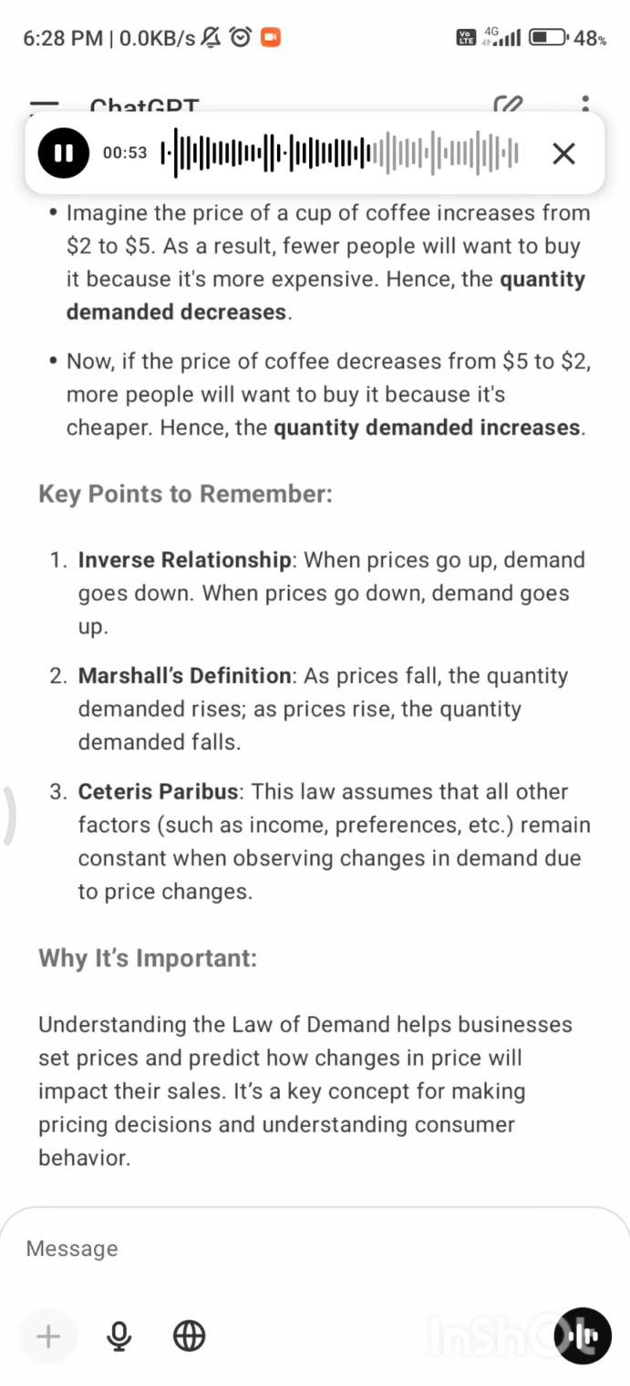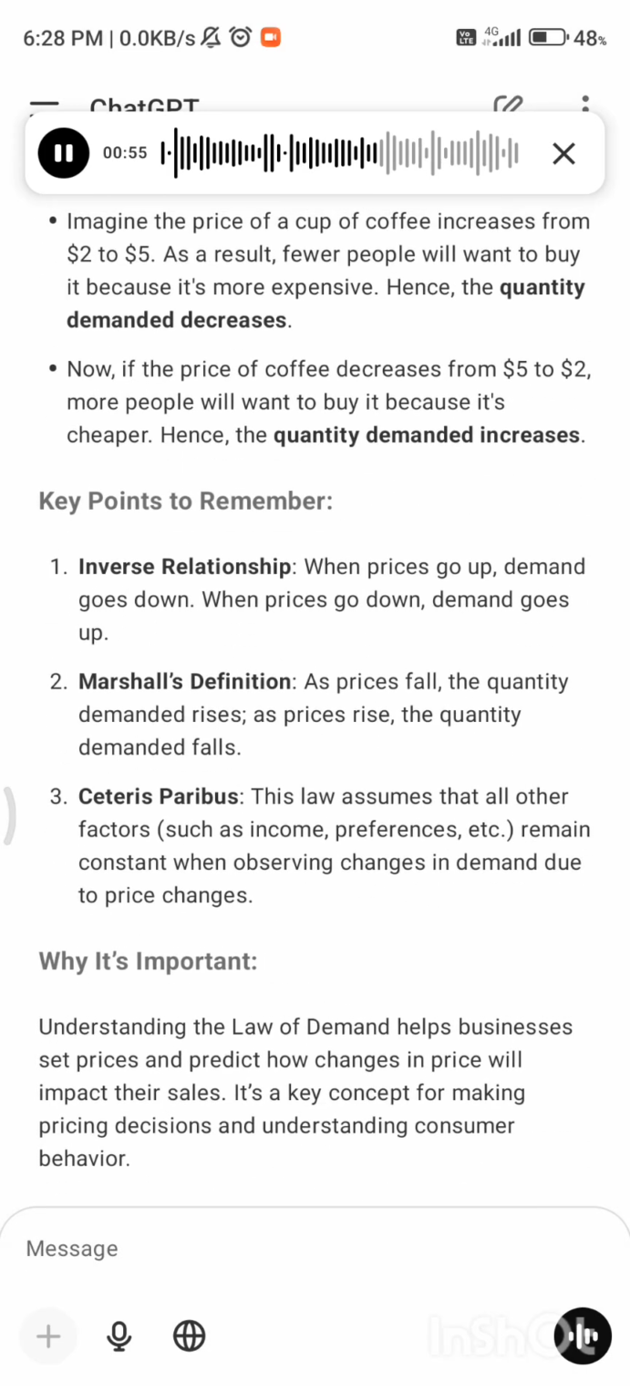Key points to remember. 1. Inverse relationship. When prices go up, demand goes down. When prices go down, demand goes up. 2. Marshall's definition. As prices fall, the quantity demanded rises. As prices rise, the quantity demanded falls. 3. Ceteris paribus. This law assumes that all other factors, such as income, preferences, etc., remain constant when observing changes in demand due to price changes.